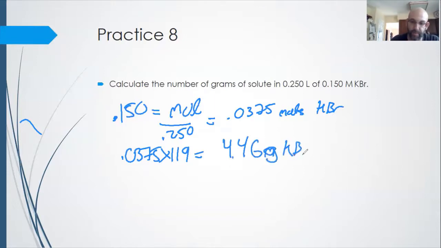Grams of potassium bromide. Right. Again, molarity is moles over liters. We didn't have moles, we solved for moles, and we just multiplied the moles by the molar mass.